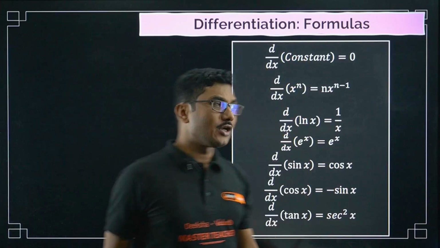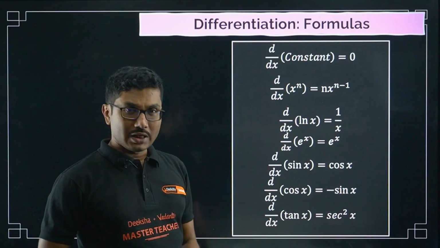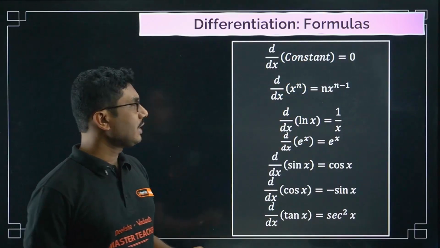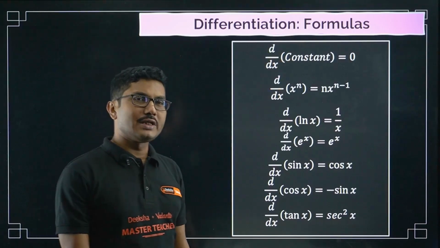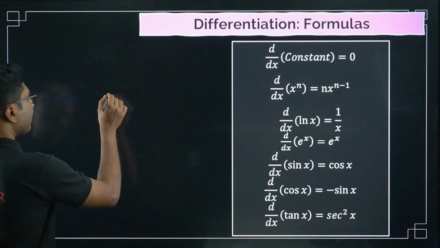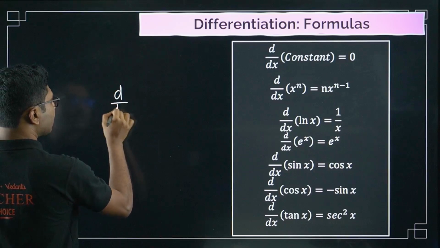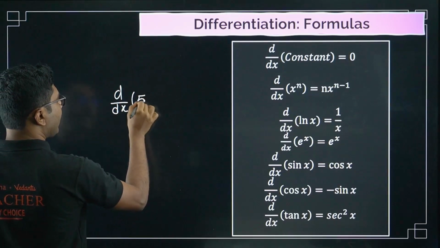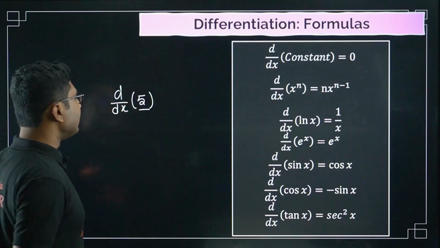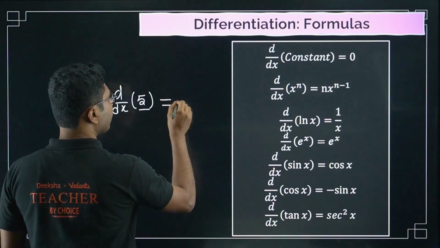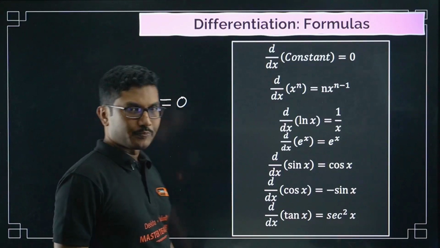Now for differentiation, those are the physical aspects of it, and this is the formula aspect of it. You have to remember the basic formulas related to differentiation. Differentiating any constant will always give you 0. For example, if you are differentiating d by dx of 5, 5 does not have any other quantity, so the differentiation of any constant will always give you 0.